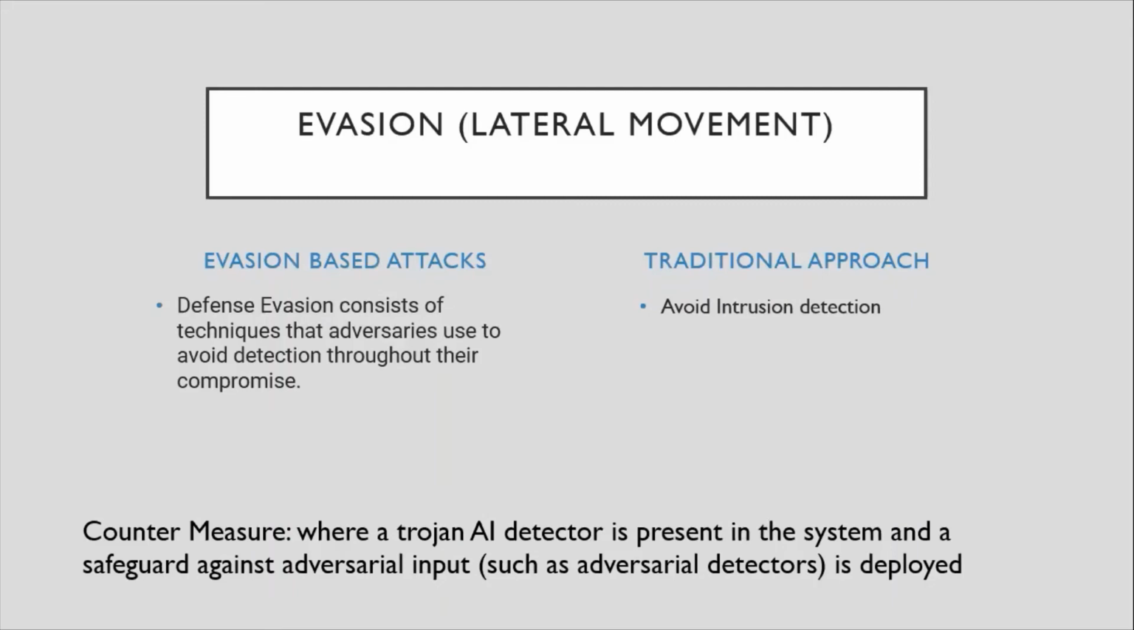And then evasion and lateral movement. Here the attacker tries to use input modification, so he will not be in the network, but he can still do harm. He will also try to avoid the intrusion detection system where the ML model is deployed. The countermeasure is to use a Trojan AI detector system, and also some safeguards against adversarial inputs, which are the evasion-based attacks. If they are deployed in the system, at this stage the ML model can work against them.